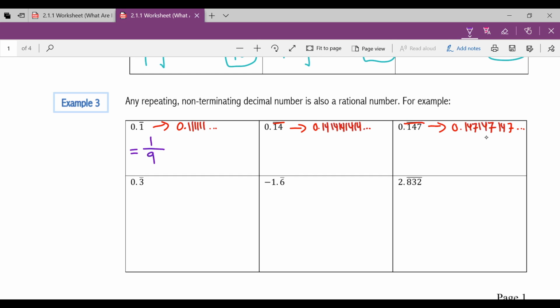Pro tip, it is. Now I want you to think a little bit about why this is so, just very quickly. If I go 1 over 10, you know that that's 0.1. But I don't want 0.1.